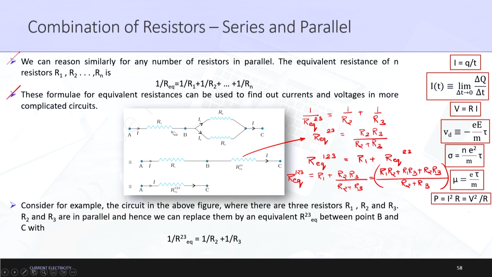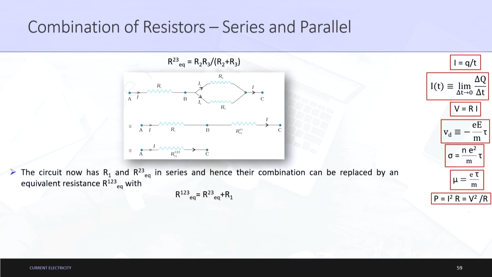Okay. So, just let me iterate whatever is written here. Consider, for example, a circuit in the above figure where there are 3 resistors R1, R2 and R3. R2 and R3 are in parallel, quite evident as you can see, because both ends are joined. This end has been joined here, this end has been joined here, and hence we can replace them by an equivalent resistance R23 equivalent, which is between point B and point C, as 1 by R equivalent is equal to 1 by R2 plus 1 by R3. Therefore, we can find that R23 equivalent is nothing but R2 R3 upon R2 plus R3.